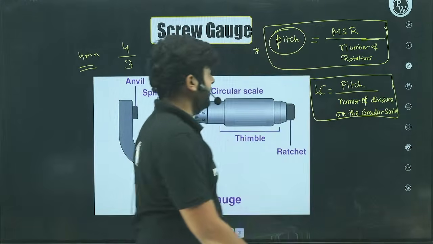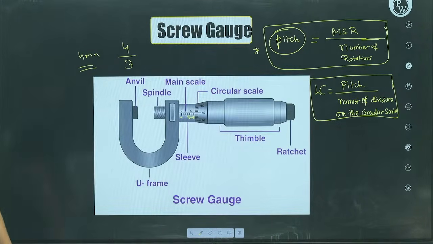I hope the idea is very, very clear, right? So this is the least count of the Vernier caliper, right? Okay.